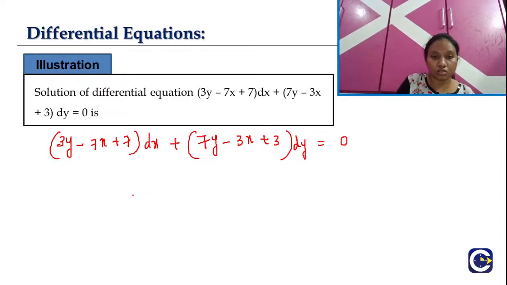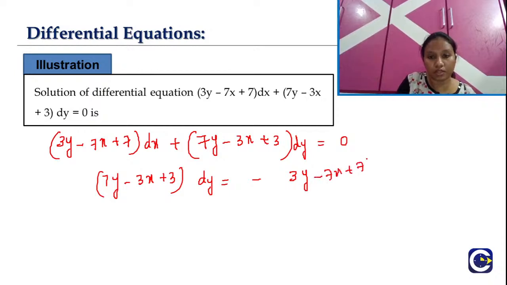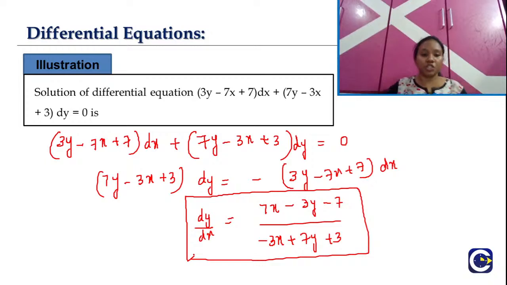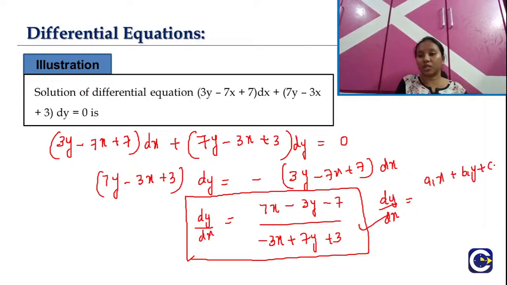So here let's rewrite this. (7y minus 3x plus 3) dy will be equal to minus of (3y minus 7x plus 7) dx, which is nothing but dy by dx equal to (7x minus 3y minus 7) divided by (minus 3x plus 7y plus 3). So once we rewrite the given differential equation in terms of dy by dx, it is equal to (7x minus 3y minus 7) divided by (minus 3x plus 7y plus 3). Now if you identify, this is exactly in the format which we have seen just before, that is dy by dx equal to a1x plus b1y plus c1 divided by a2x plus b2y plus c2. So it is exactly in the format.